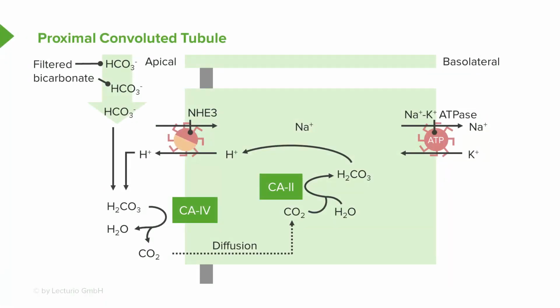Now, once you have formed carbonic acid, it once again can dissociate into a hydrogen ion, which then can be used to be kicked back out through the sodium hydrogen ion exchanger, and the bicarb can be reabsorbed across the basolateral membrane. So that's how you reabsorb 80% of your bicarb through this mechanism.